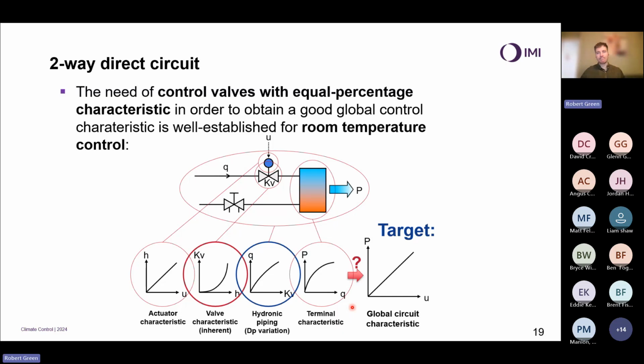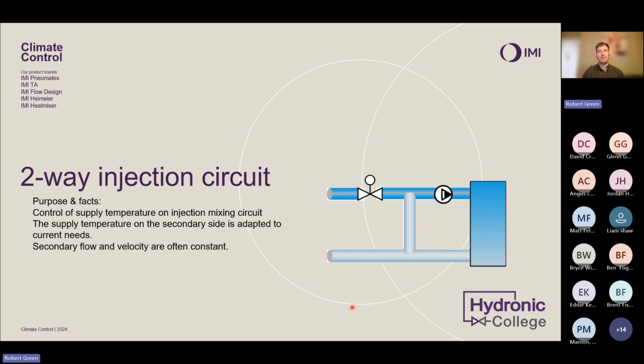The next one I want to talk about is a two-way injection circuit. This is for controlling the supply temperature into a secondary side. So it's an injection mixing circuit. Here we are mixing an amount of my return water into my supply to vary and control that supply temperature. That leads to a much higher level of control, because we end up having a constant flow on the secondary side.